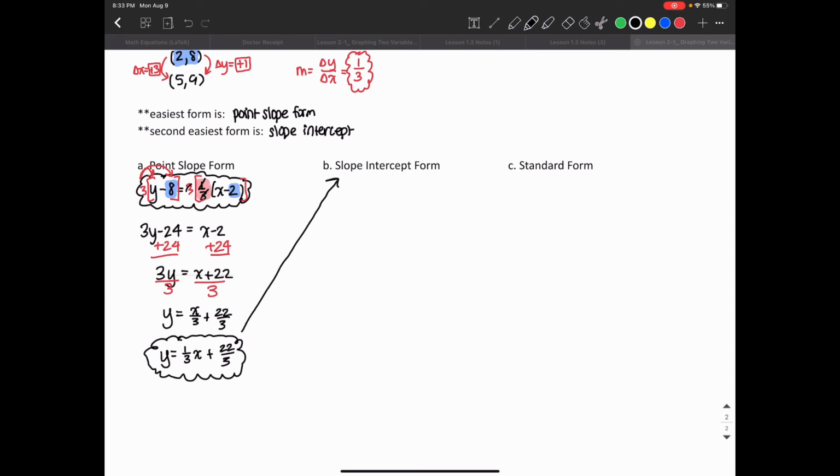I could start from slope-intercept form and then go to standard form, but I could also just take this part here and convert that to standard form. So I start with 3y minus 24 is equal to x minus 2.